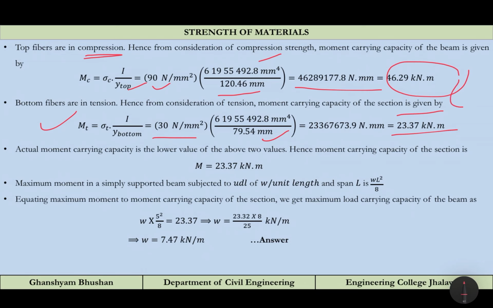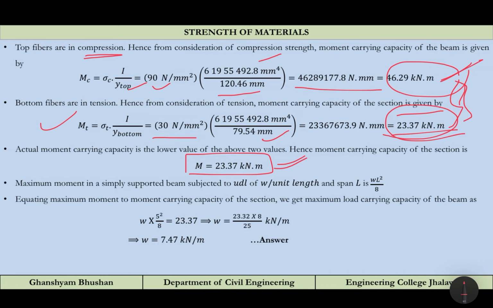So just imagine you have to design. If you have designed for 46.29, what is going to happen in the tension section? It will fail. So the design value will be the minimum of these two, and it is coming out to be 23.37 kilonewton meter, the lesser of the two values. Now we have the design moment carrying capacity of the beam.